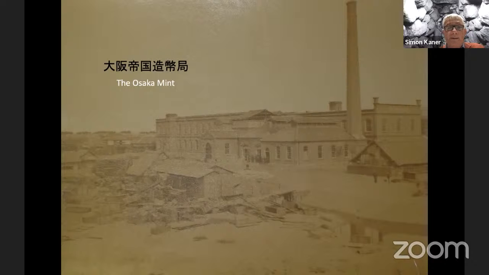He had a house in the campus. It's nice. I visited the Osaka Mint just a couple of years ago. It's still there. Many of these buildings still survive. It was one of the very few parts of Osaka to survive the firebombing at the end of the Second World War. And it still continues to be the Osaka Mint, and some of the buildings that Gowland would have used are still standing.